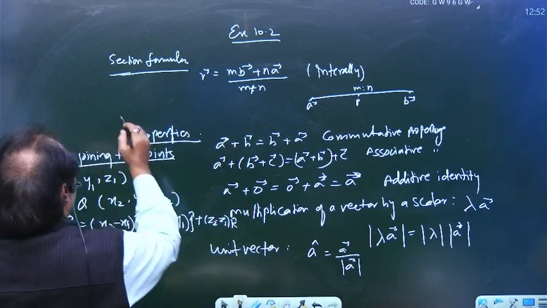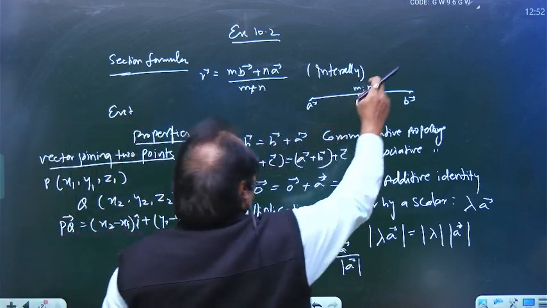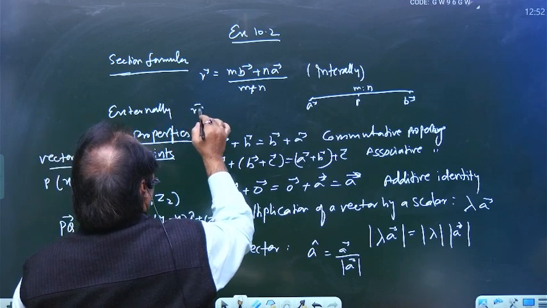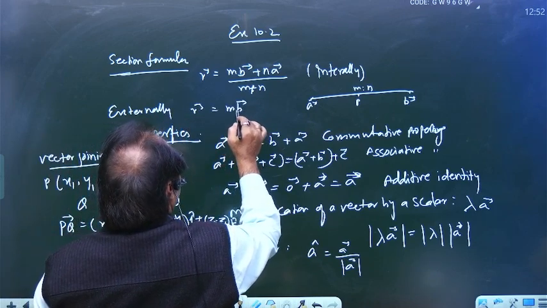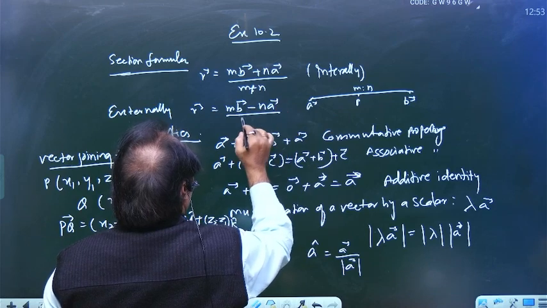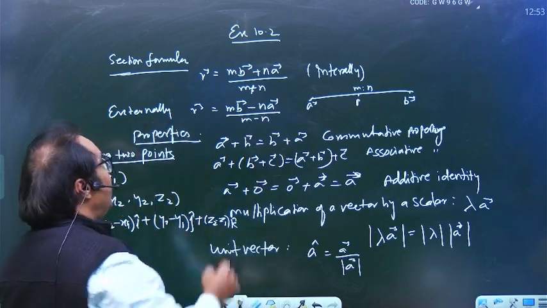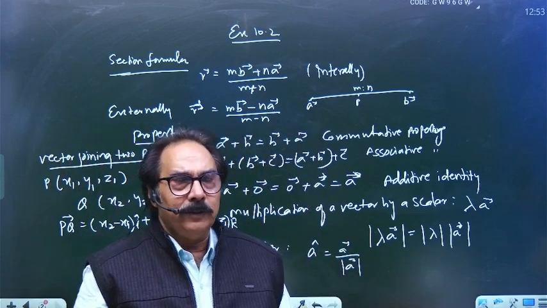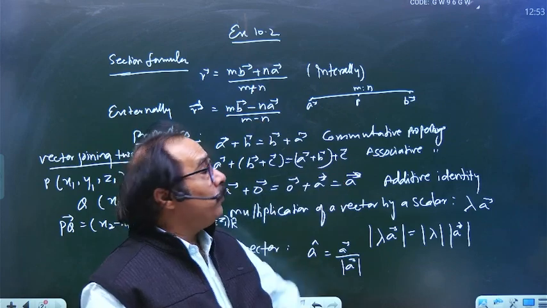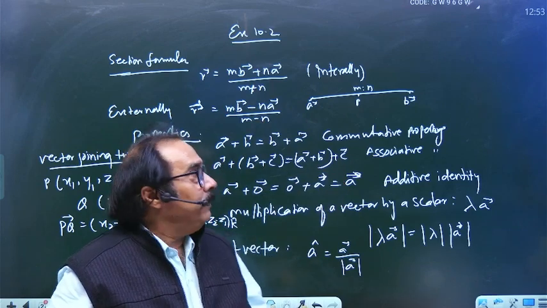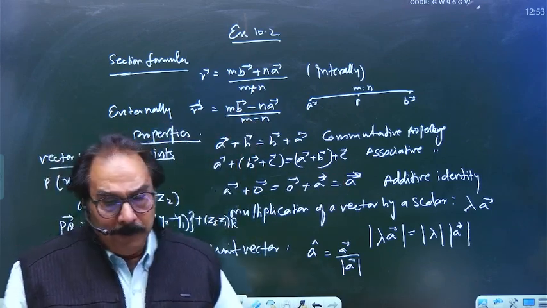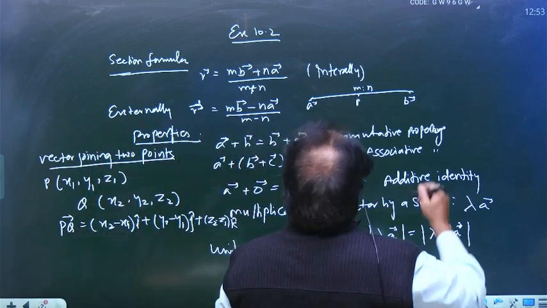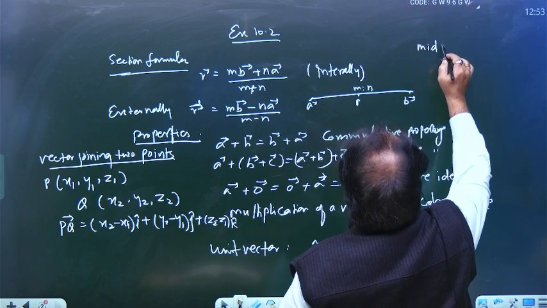In the case of external division, if this point divides externally, then R vector is equal to M B vector minus N A vector upon M minus N. So this is external division. If the question says the point divides internally and the two vectors are given, we will apply the internal formula to find the required vector, and if the point divides externally, then we will apply M B vector minus N A vector upon M minus N.